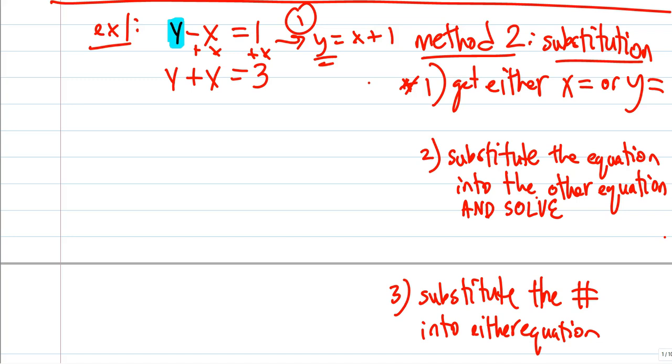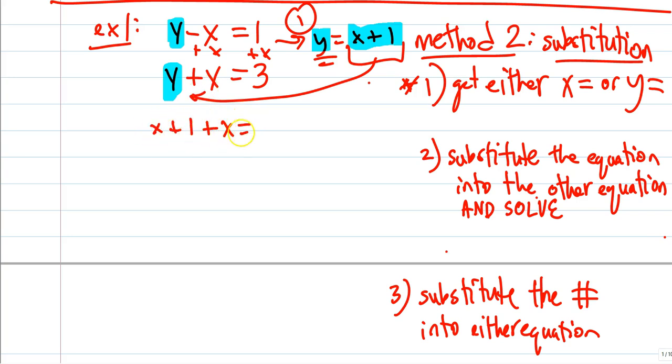So what do I do now? Well, y equals x plus 1. Step 2 says we can substitute this equation, this x plus 1, into the other equation. Well, for what? Well, it's what y equals. So I go to the other equation, and in place of that y, I replace it with x plus 1. What does this do for us? Well, I was just dealing with two equations that each had two variables. Now I have one equation with one variable, and I can solve it.